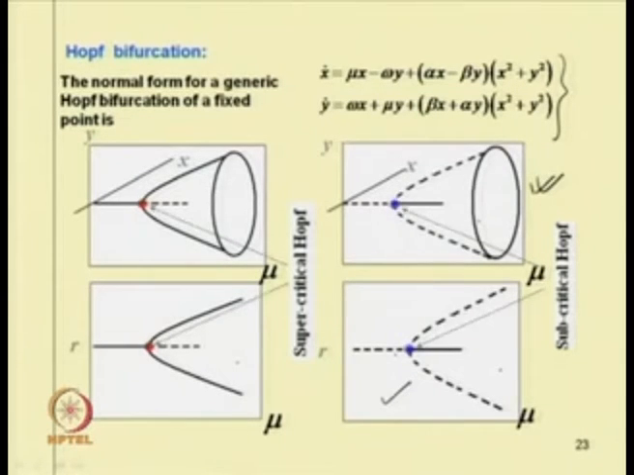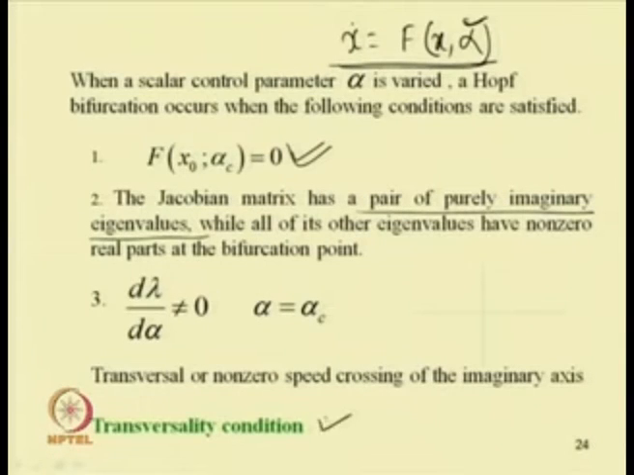So, in this way, we know that in the case of the Hopf bifurcation point, the equilibrium point will have a zero real part in the eigenvalue, but a non-zero imaginary part. The other condition, the transversality condition, also has to be satisfied. That means d lambda by d alpha should not be equal to 0 at alpha equal to alpha c. So, the Jacobian matrix has a pair of purely imaginary eigenvalues.